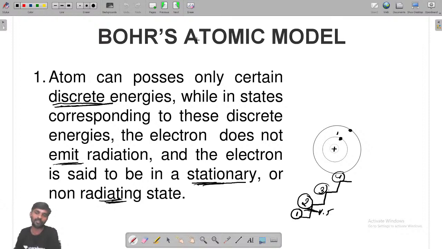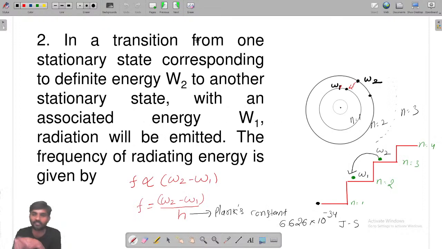So then what is Bohr saying? According to Bohr, an atom can possess only certain discrete energies, and while in states corresponding to these discrete energies, the electron doesn't emit radiation. When the electron is in such a state, called a stationary state, it doesn't radiate energy. It radiates energy only when it is moving from one stationary state to another stationary state.